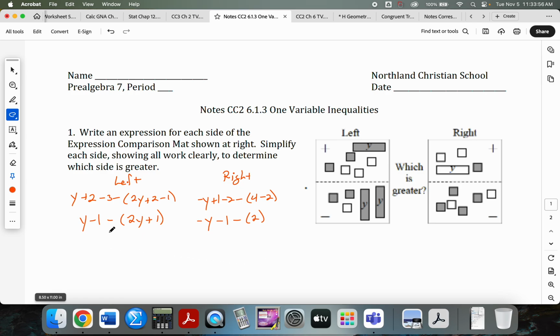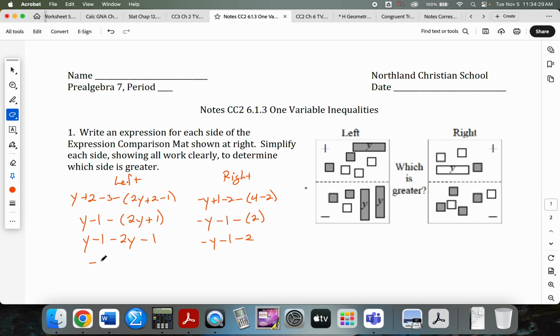So then I'm going to take the opposite of what's in the parentheses. So this will be y minus 1 minus 2y minus 1. Remember, that's taking everything in the negative region and flipping it over to put it into the positive region. And here it's just negative y minus 1 minus 2. Because this is a positive 2, so we're going to make it negative.